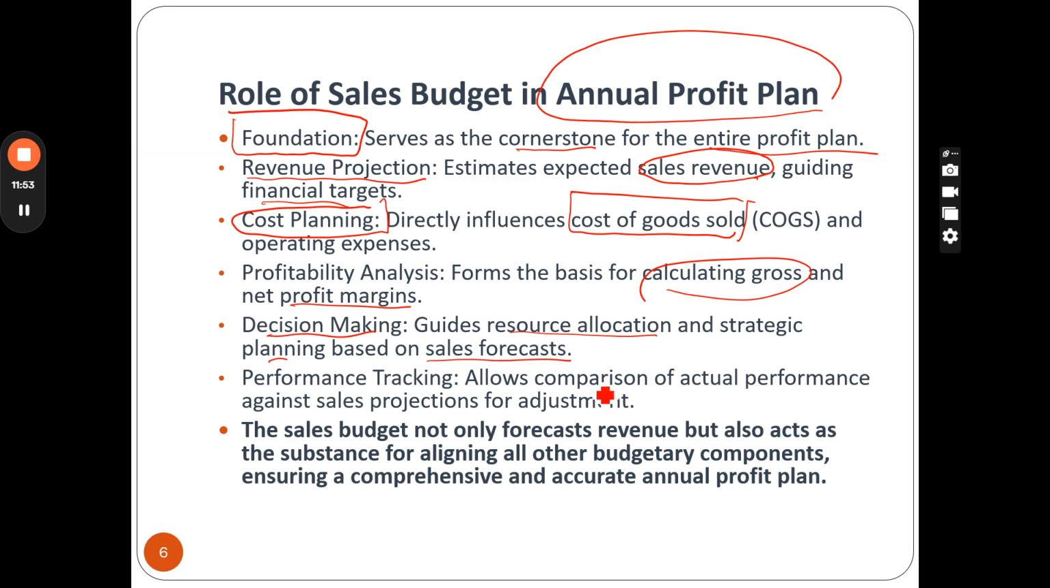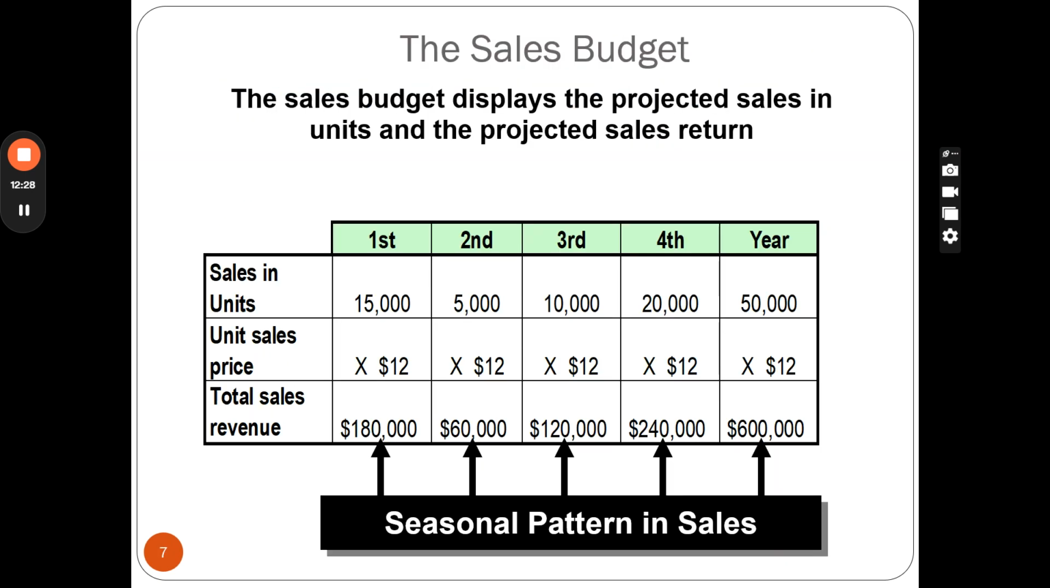Also, performance tracking allows comparison of actual performance against sales projections for adjustment. So you have a plan in front of you, right? You have a target to be achieved. So at any point of time, you can check if the target is being achieved or not. If it is not achieved, you will investigate and try to find out why. Okay, so these are the roles of sales budget in an annual profit plan.